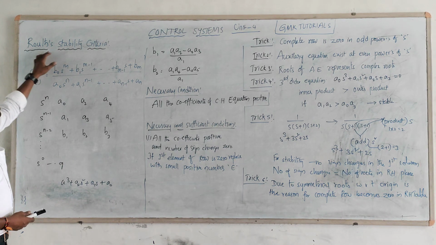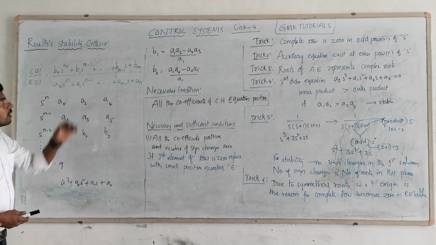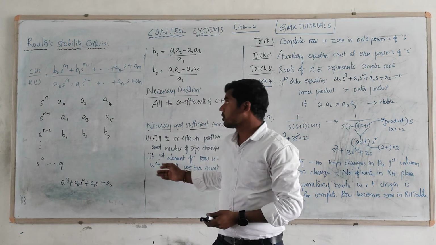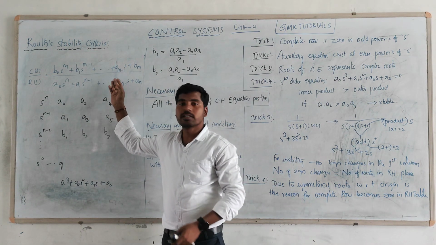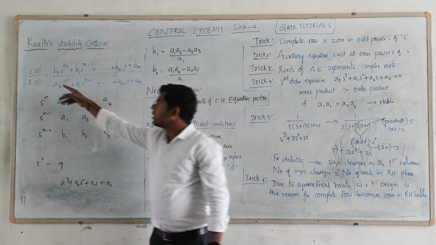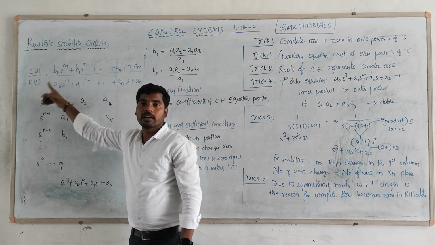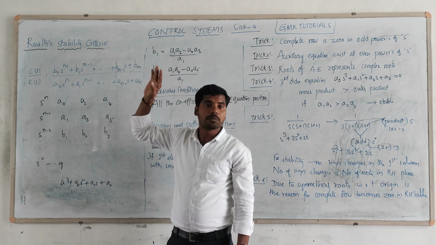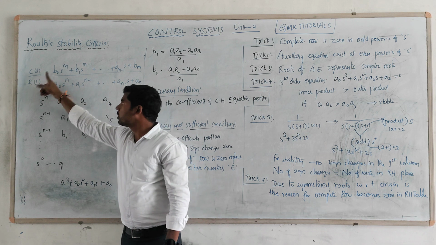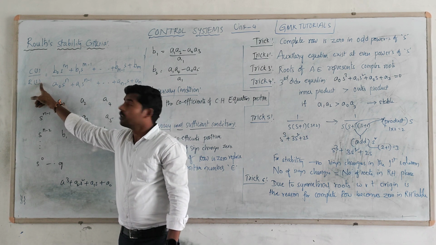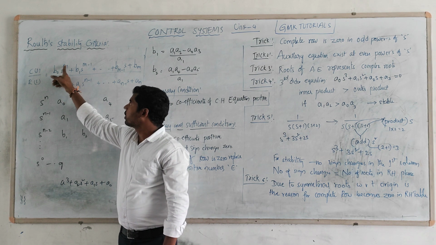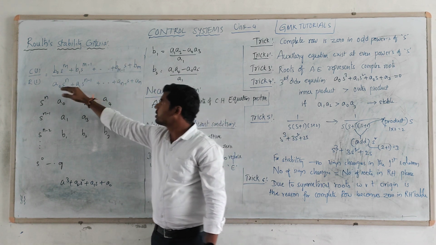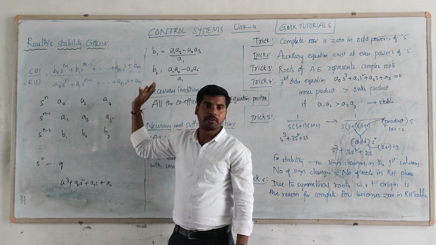First of all, Routh's stability criteria means that in order to analyze the stability of the system, we need to follow the RH criteria. For that purpose, this is a generalized transfer function where C of s by R of s is the Laplace domain transfer function. Transfer function means output by input, so C of s is the output and R of s is the input. B0 into s power n and so on is a representation of the coefficients for the numerator, and this is a representation of the coefficients for the denominator.